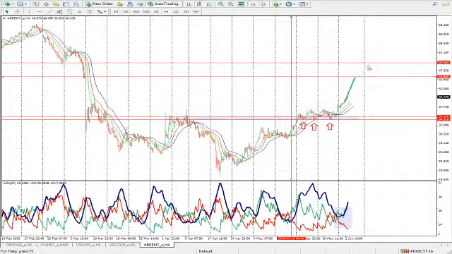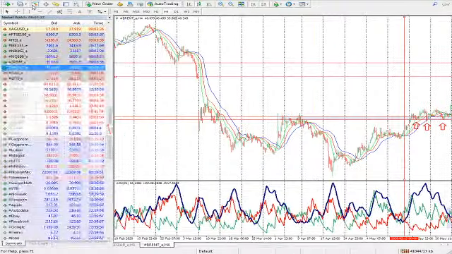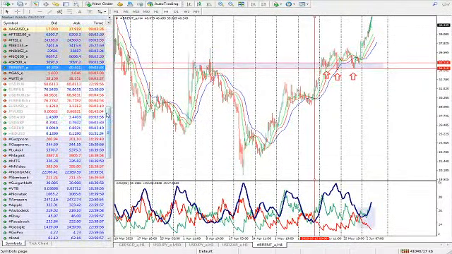So as it is now, this is still upwards. We do recommend more long positions. Keep looking for buy orders. Expect price to give you more buy positions, especially if it goes beyond the levels which I've mentioned. So we'll move forward to our next symbol. We'll look at gold.